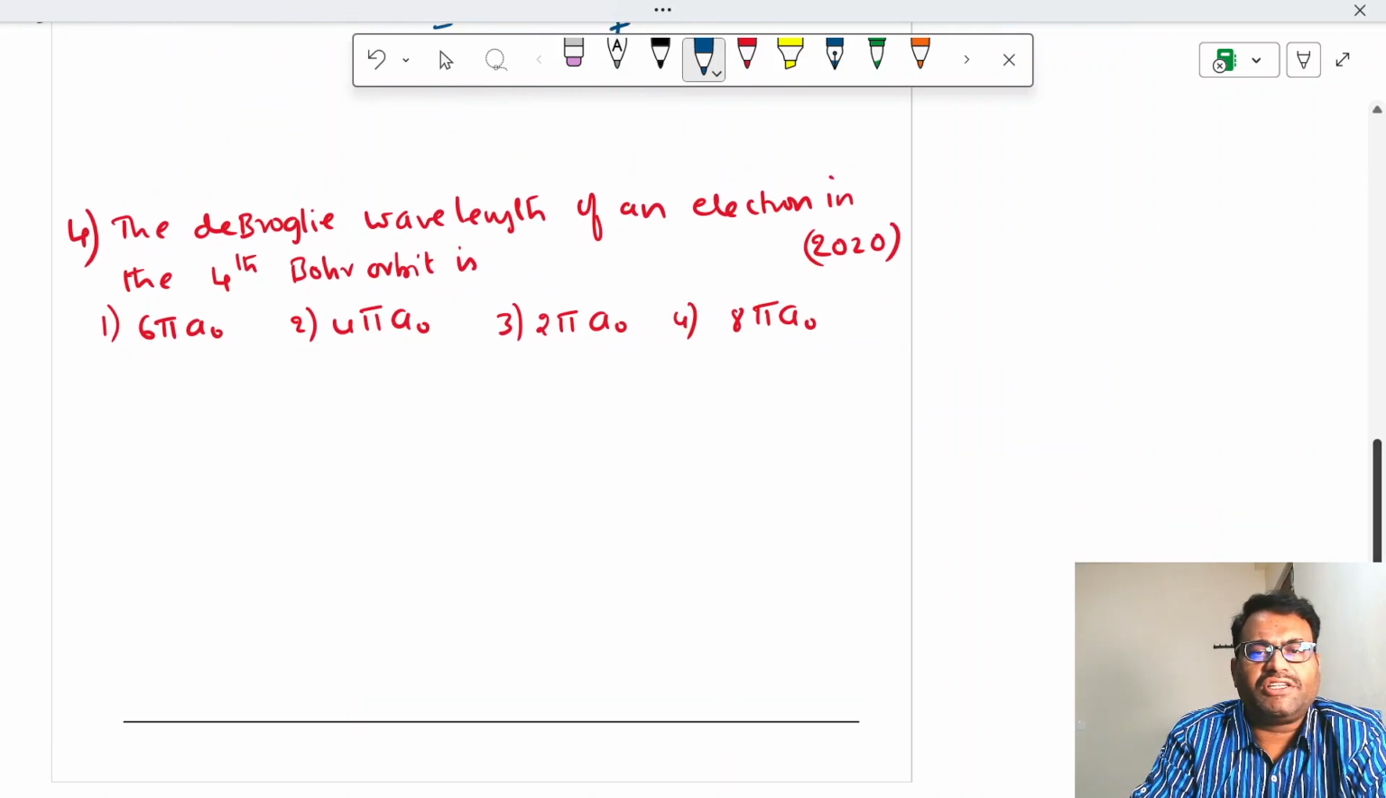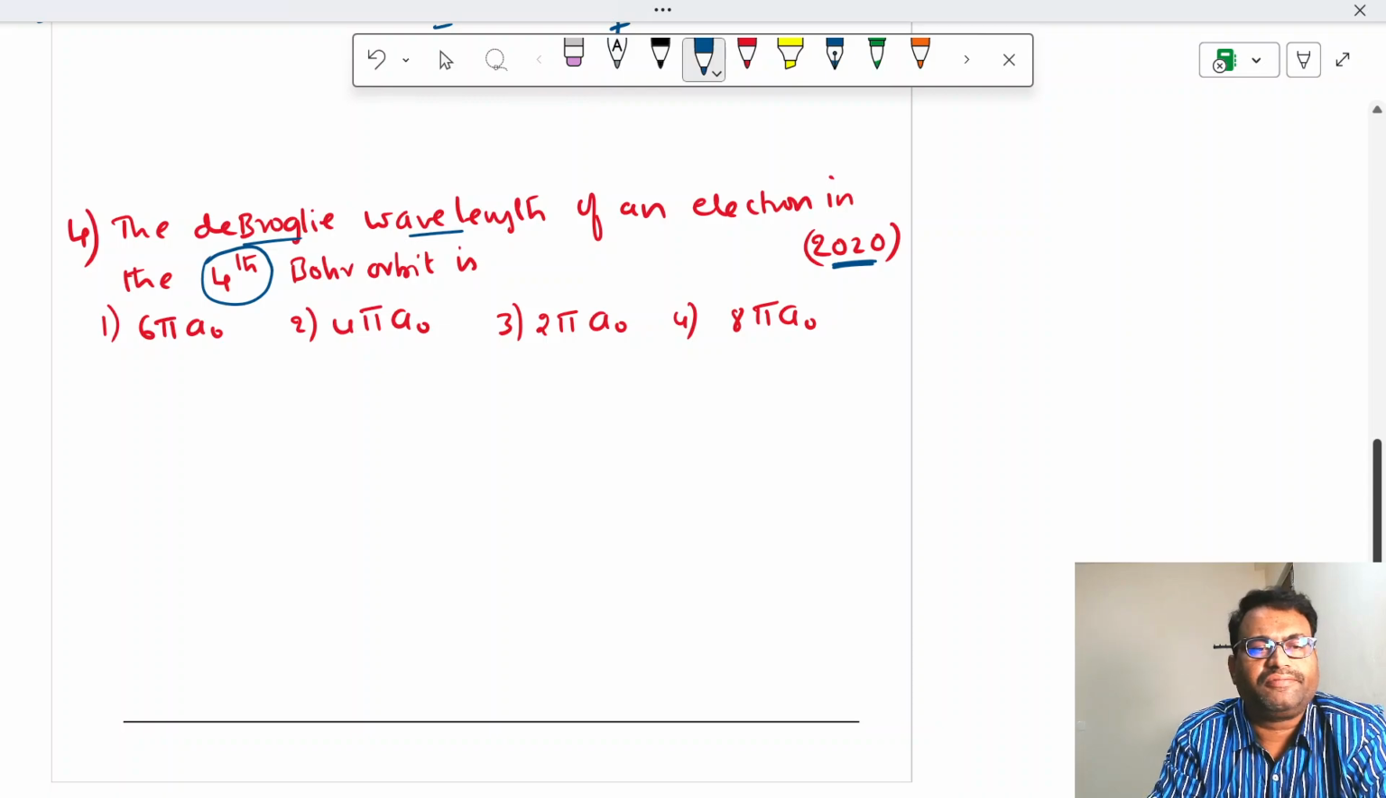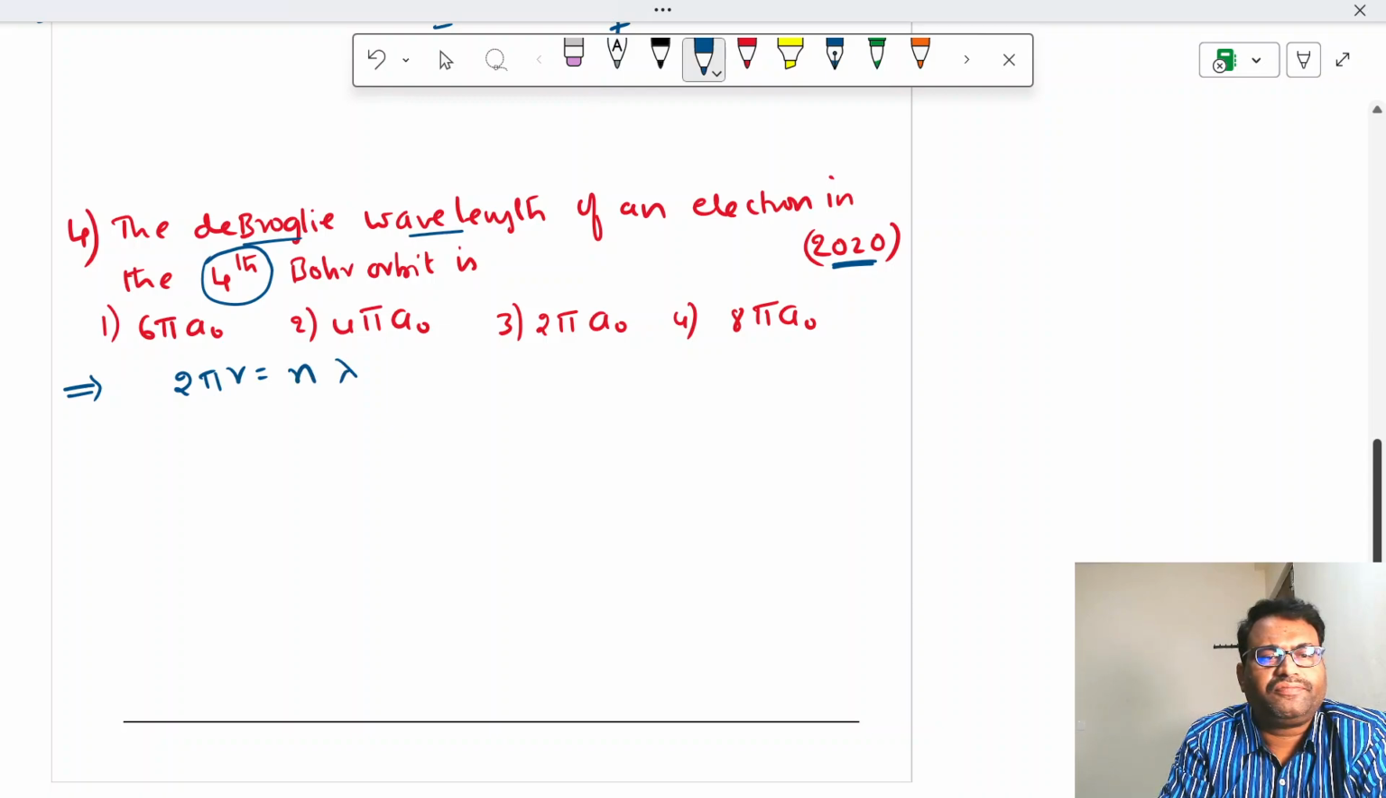A similar type of question was asked in 2020. The de Broglie wavelength of an electron in the fourth orbit. Now we have just seen 2 pi r is equal to n lambda. So wavelength is asked. So 2 pi, the radius of the nth orbit is given, fourth orbit he has asked.